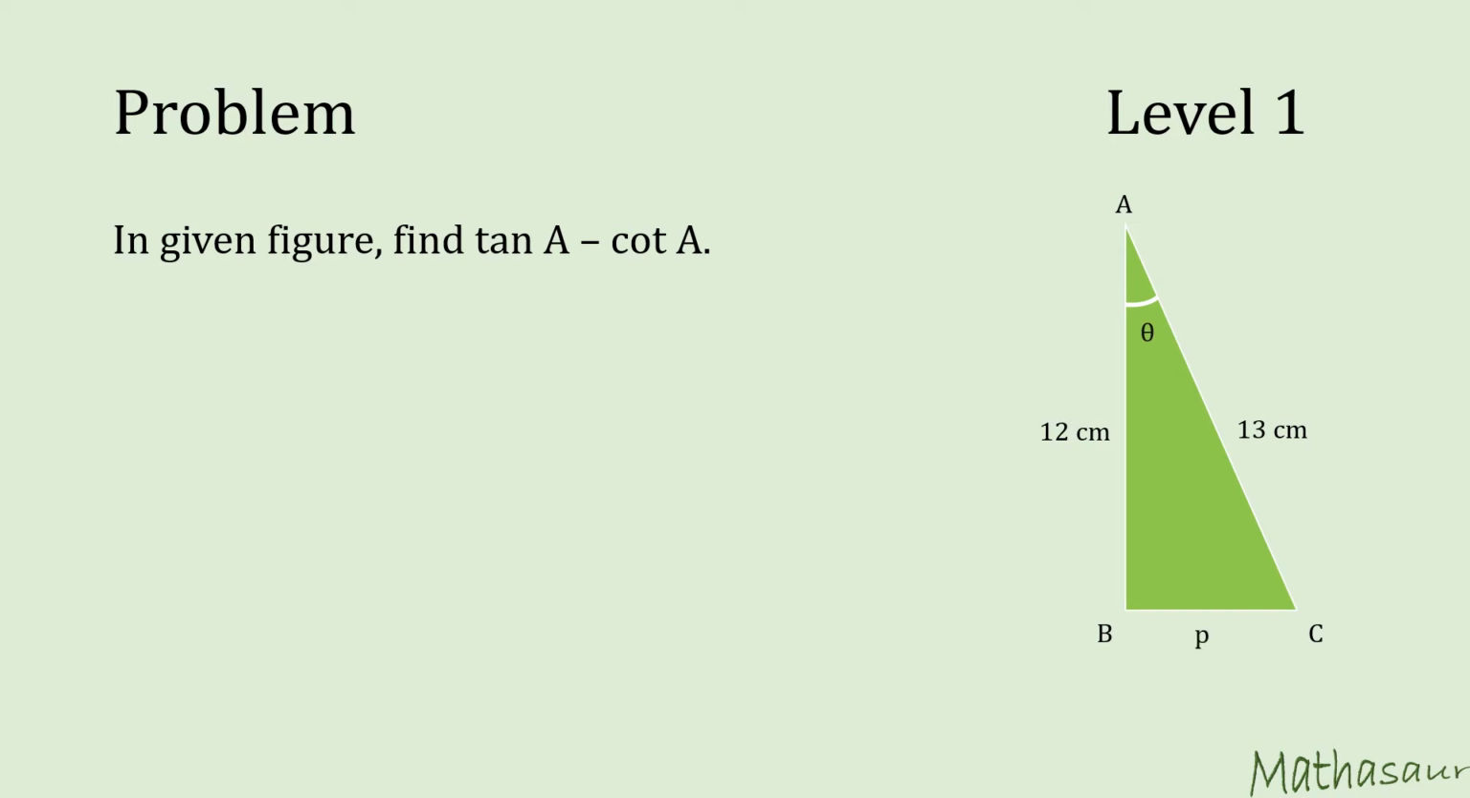Now the shortest side opposite to angle theta would be called small p. And the side AB would be called small b, which is equal to 12 centimeters. Similarly, small h would be 13 centimeters. Now, applying Pythagoras theorem, we can easily find the measure of small p.